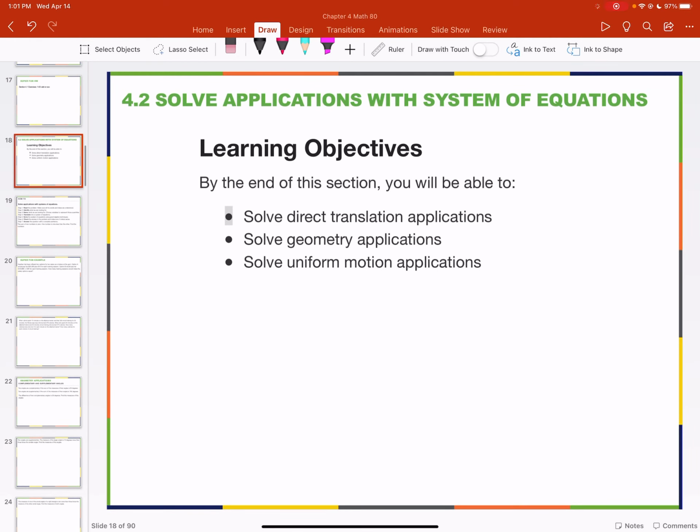Hi everybody, welcome to section 4.2 where we're solving applications with systems of equations. We're going to go through a few different types: geometry, direct translation, and motion.